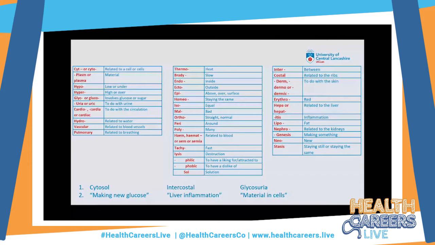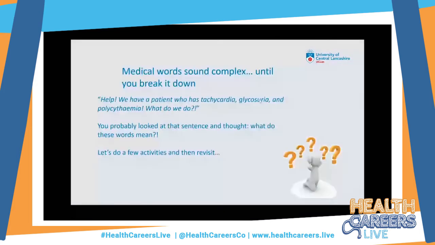Glycosuria, as we said, is glucose in the urine. Polycythemia, let's break that down. So poly is many. Cyte or cyto is cells, and emia is blood. So that just means many blood cells. So you can see, if you start to break these words down, then they really become more understandable.